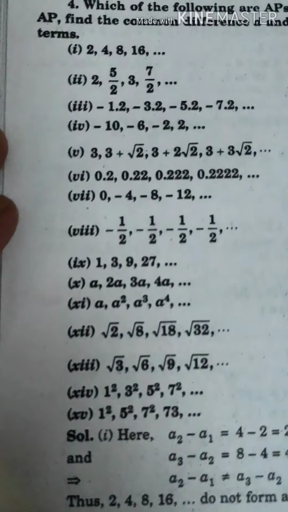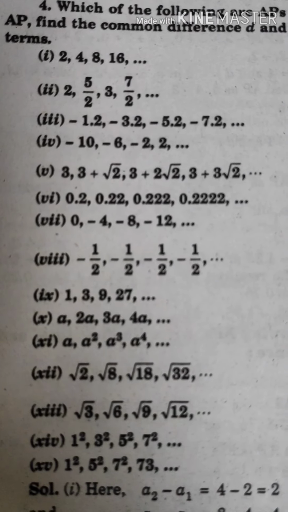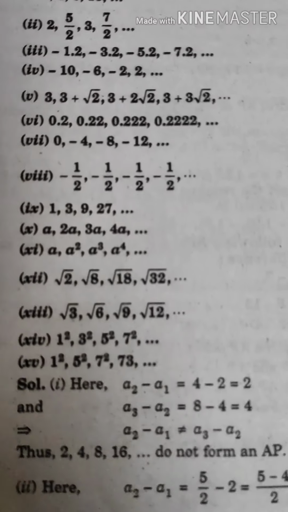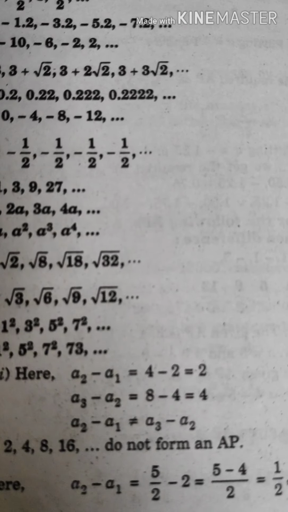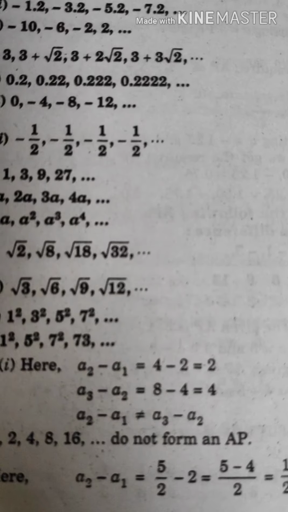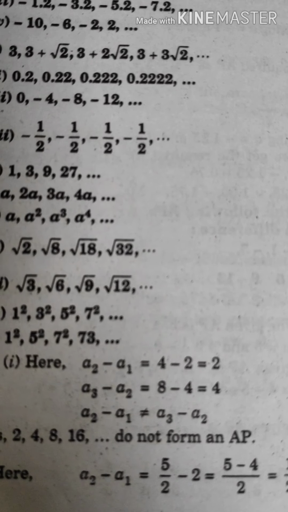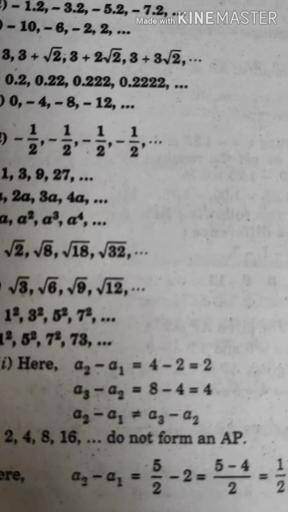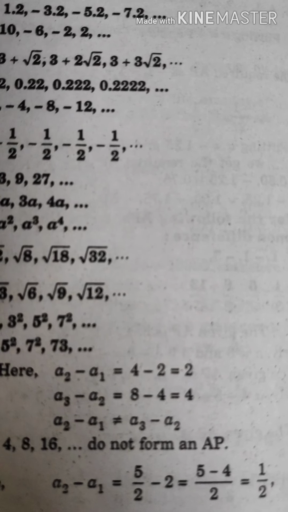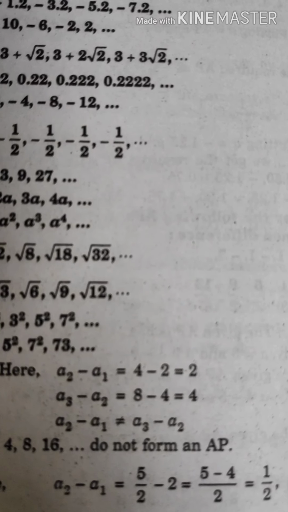In the first series the numbers are 2, 4, 8 and 16. A1 is 2, A2 is 4, A3 is 8, A4 is 16. A2 minus A1 is 4 minus 2, that is 2. A3 minus A2 is 8 minus 4, that is 4. A2 minus A1 is not equal to A3 minus A2. That is, the difference between the consecutive terms is not the same. So this is not an AP. Let us consider one more series.